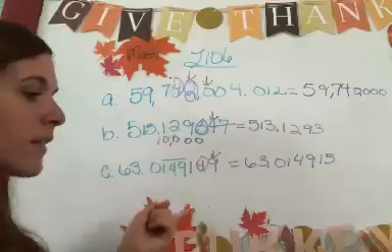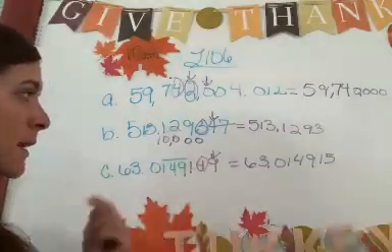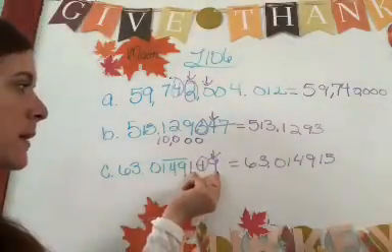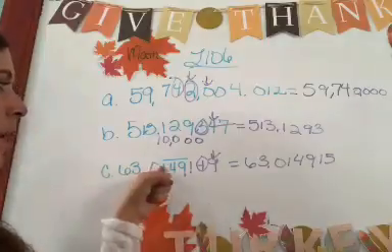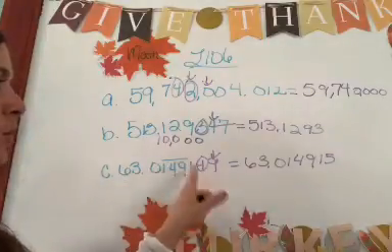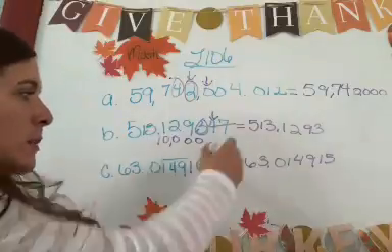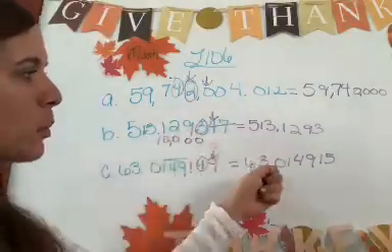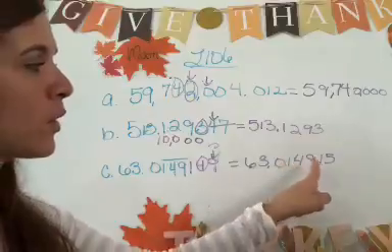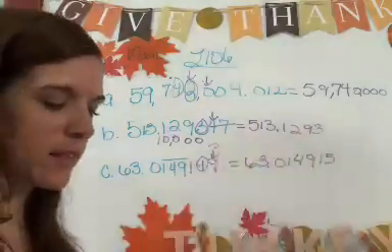513.1293. On letter C, it says to 6 decimal places. That means we need to repeat this 1 time. So I repeated it and counted 1, 2, 3, 4, 5, 6. Circle the 4, look at the 9. The 9 makes it go up to 5. And then you just make this a 0. And the end, 014,915.